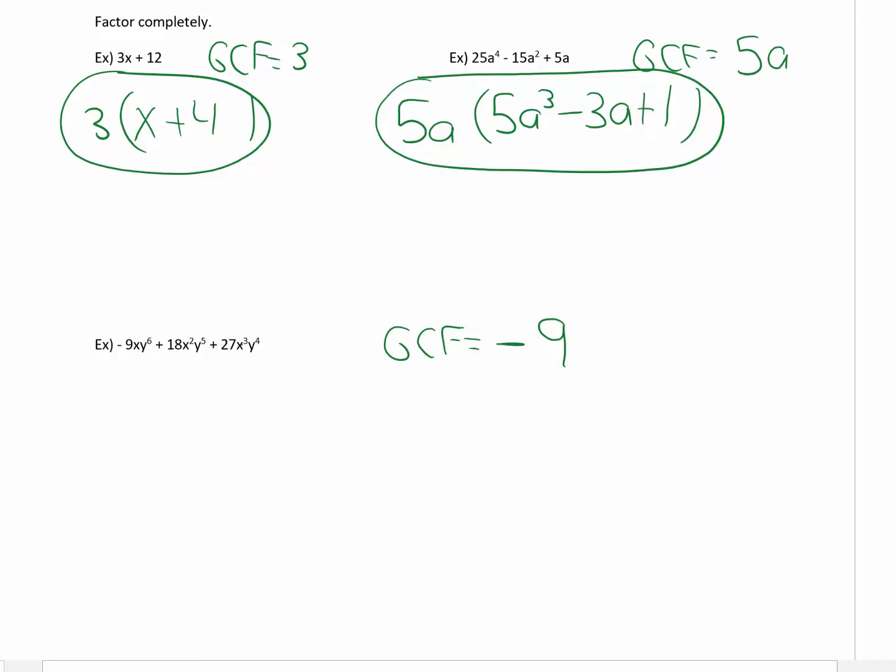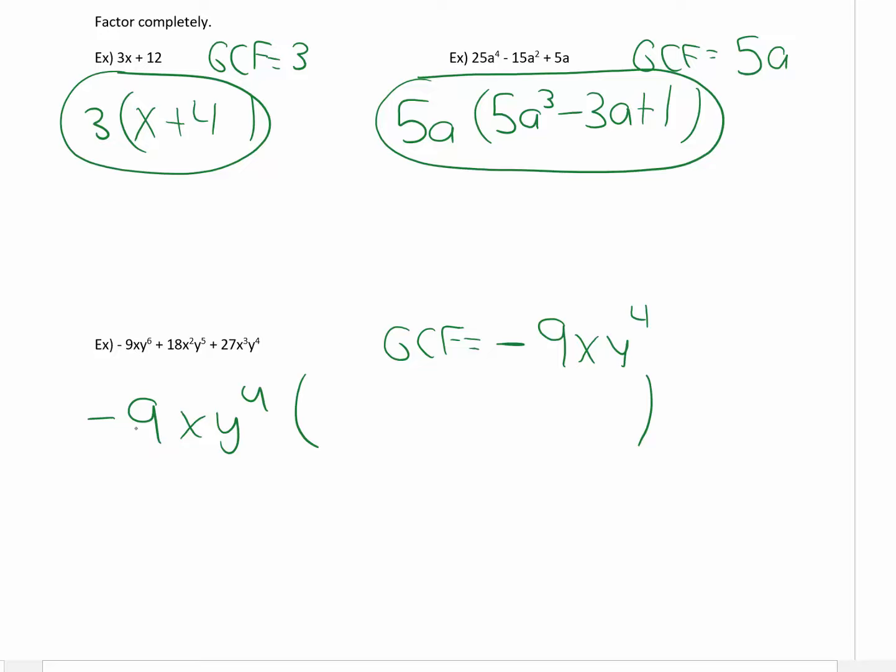Each term contains a variable of x, so look at the exponent powers. So that's 1, 2, and 3, so that'll be x to the first. Every single term contains y's, so let's look at the exponent powers again. 6, 5, and 4. I can factor out y to the fourth. All right, so the greatest common factor goes on the outside. We will divide that into every single term.